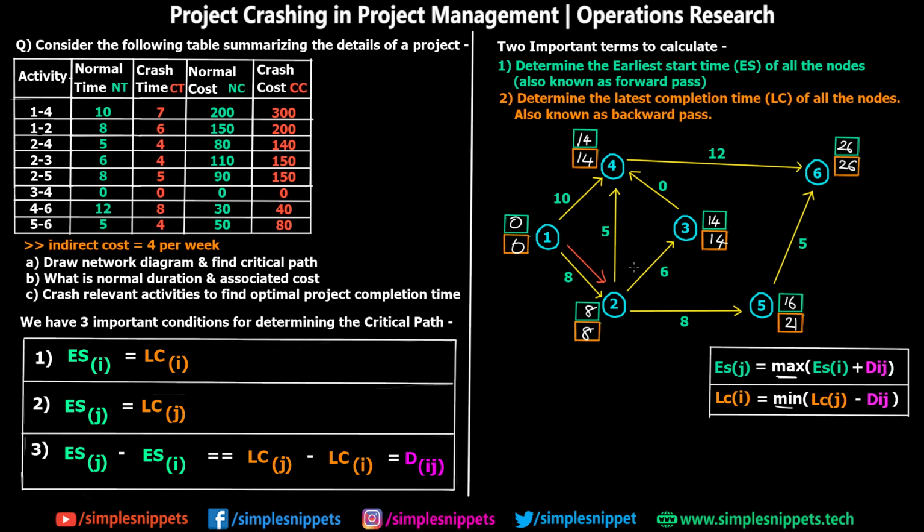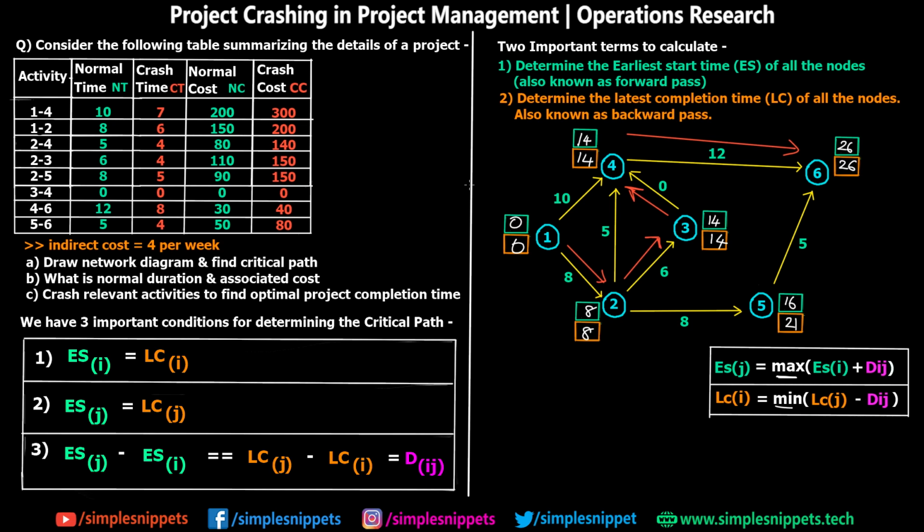From 1 to 2, we can go from 2 to 3. So this is also critical path because ES and LC value of 2 and 3 are equal. Then from here we can go to 4. Again, ES and LC values are same. And from 4 to 6, this is the last one. So this is path number 1, right? So another path is you can go from 1 to 4 and 4 to 6 directly. Or you can also go from 1 to 2, 2 to 4 and 4 to 6.